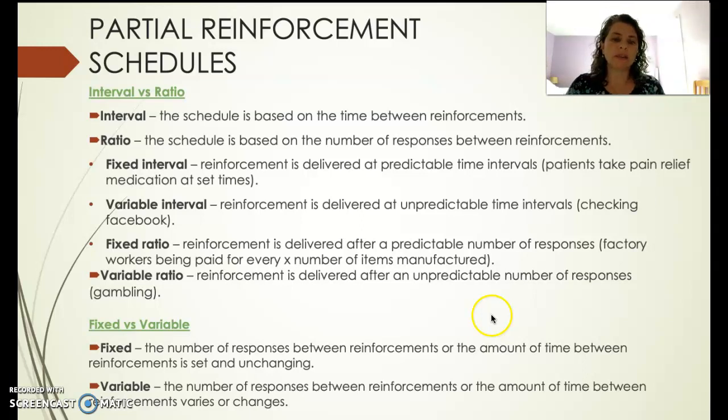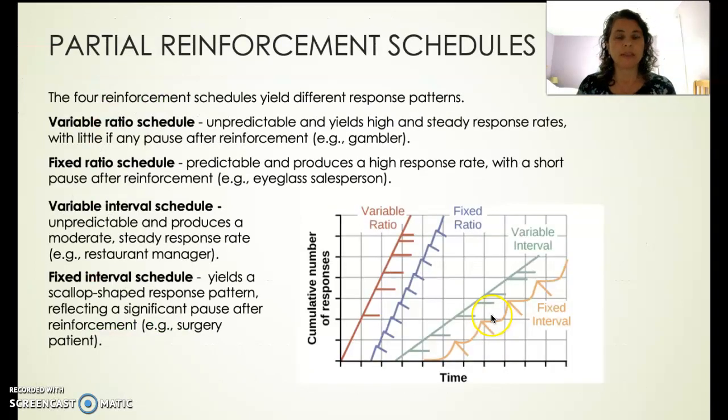Variable would be that it varies between. So it could be that I reinforce the dog the first 2 times and then I wait and then I don't reinforce them again until the 5th time, and then I reinforce them the 7th time and the 10th time and the 13th time. And the dog is not able to predict then when they're going to get reinforced. And that would be a variable schedule of reinforcement.